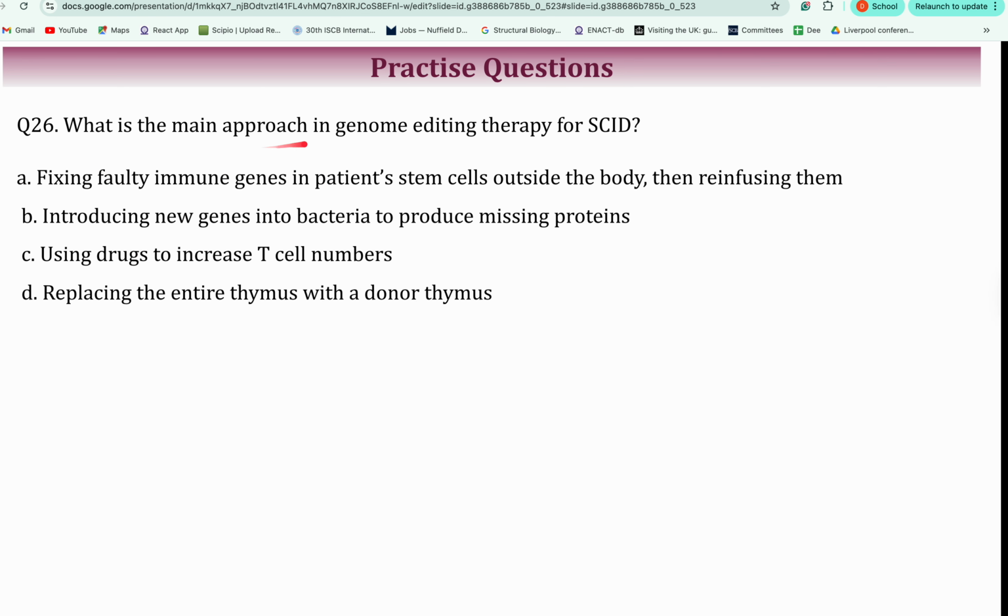So next question is, what is the main approach in genome editing therapy for SCID? Option A, fixing faulty immune genes in the patient's stem cells outside the body and then reinfusing them. Option B, introducing new genes into the bacteria to produce missing proteins. Option C, using drugs to increase T cell numbers. And option D is replacing the entire thymus with a donor thymus. So you need to tell what is the main approach in genome editing therapy. So it should be clear from the name genome editing.